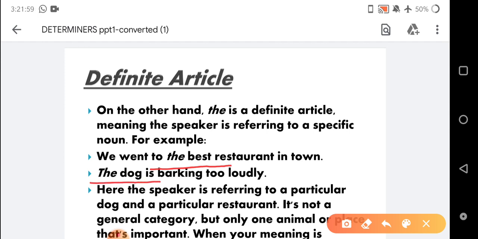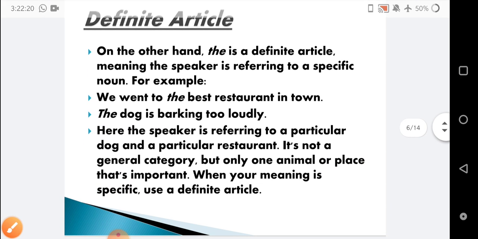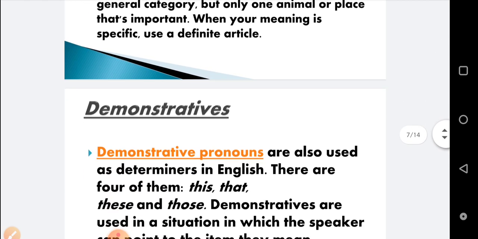Then, the dog is barking too loudly. Compare the previous example of a dog. Here we mean to say that one specific dog is barking too loudly. So here we are referring to a particular dog or a particular restaurant. It is only one animal or place that is important. So we are using the definite article the.